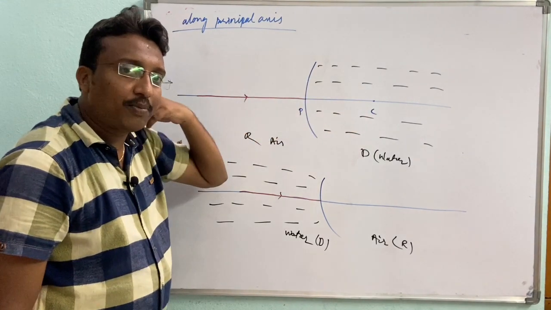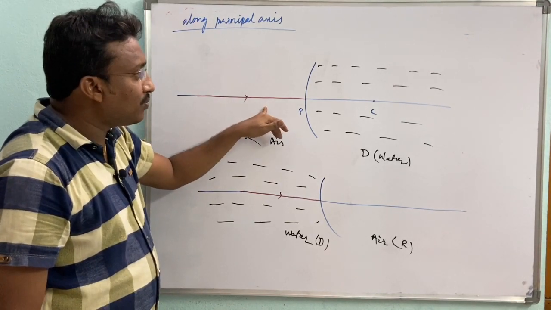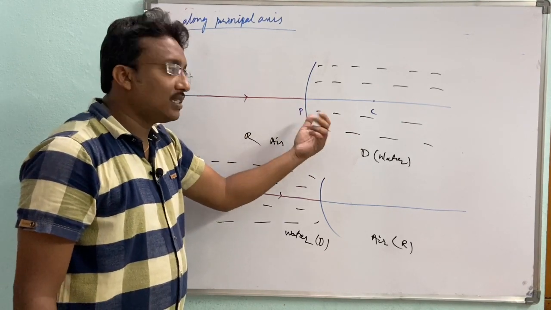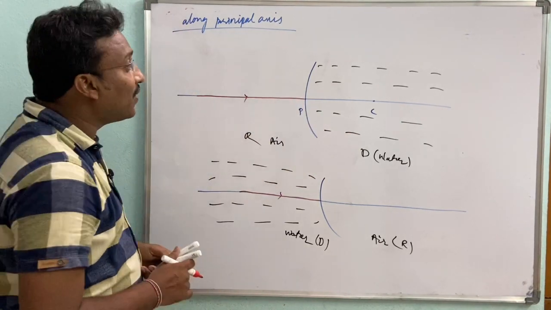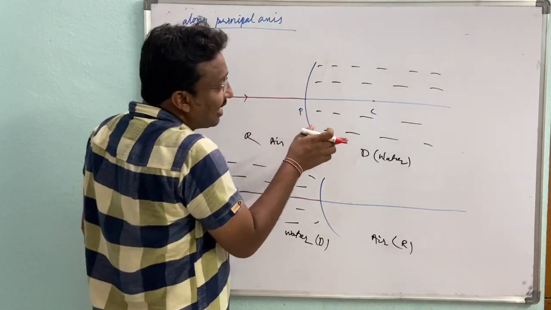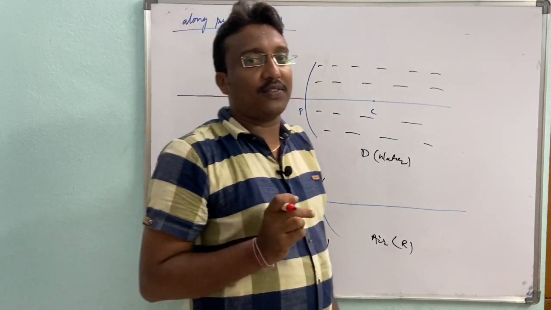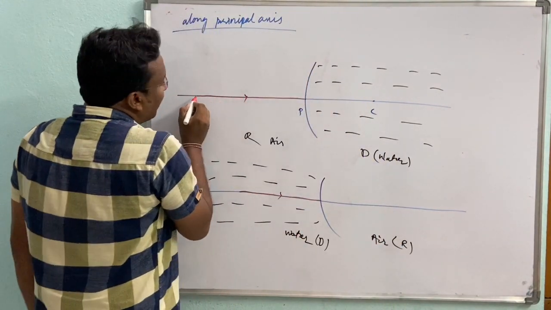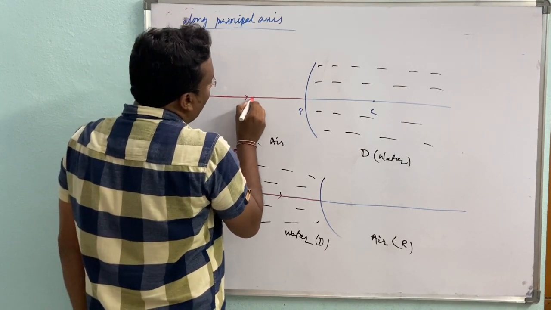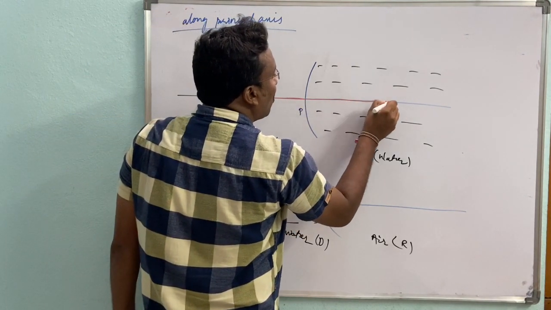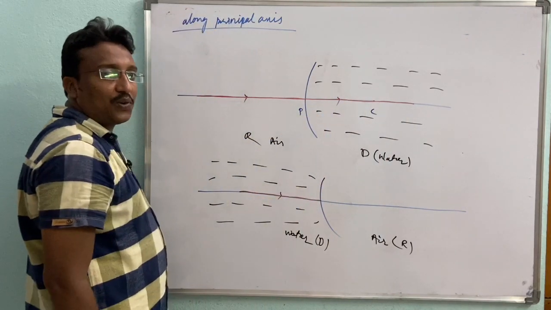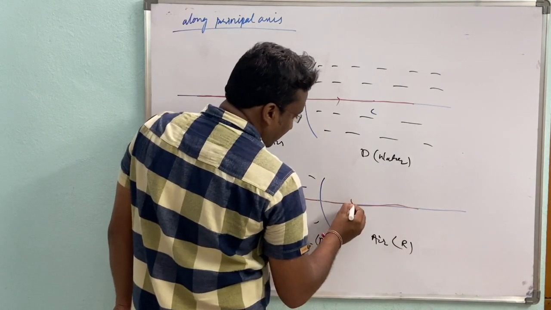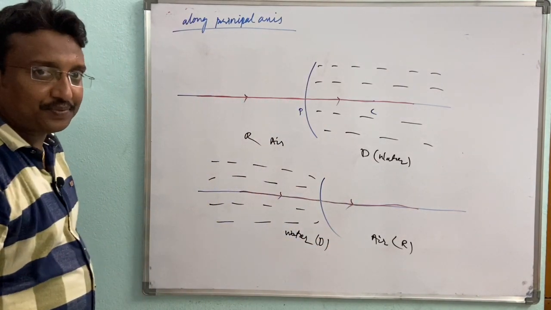And what we discussed in our previous concepts, if it passes from rarer to denser, the refracted ray should pass towards the normal. But here this principal axis is a normal to the curved surface. We discussed in the reflection concept, right? That means it passes along the principal axis. There is no deviation. In this case also, it is the same, it passes along the principal axis. There is no deviation.